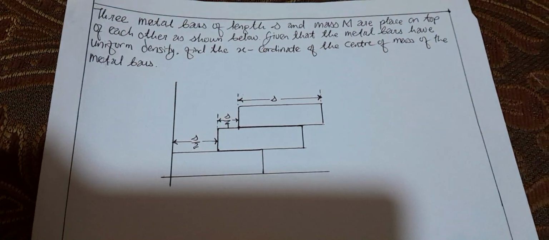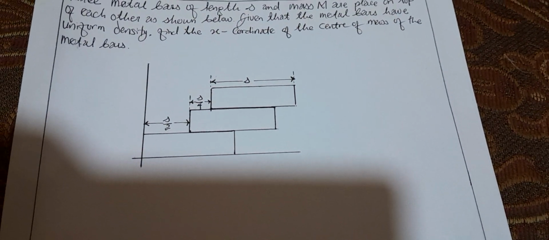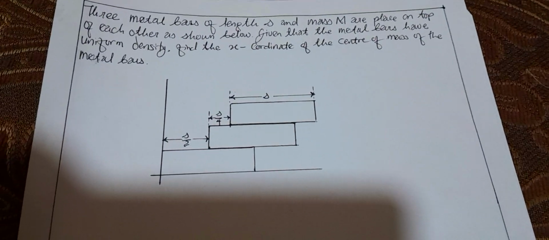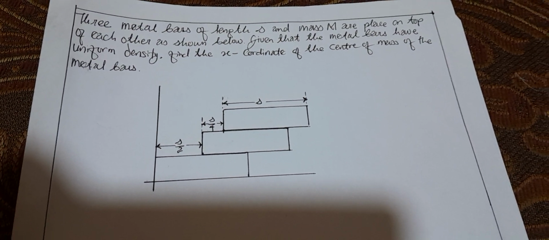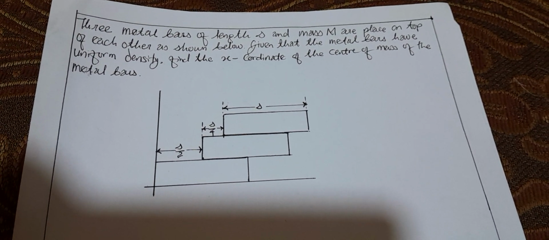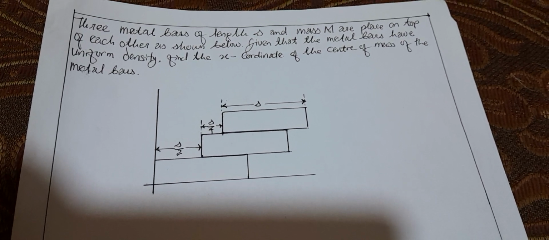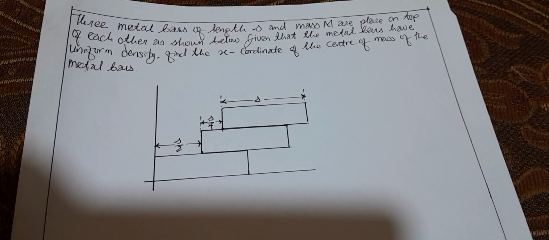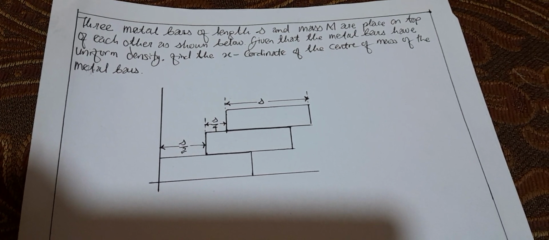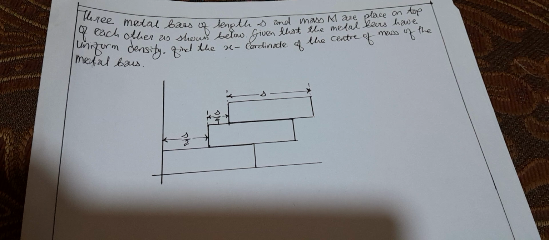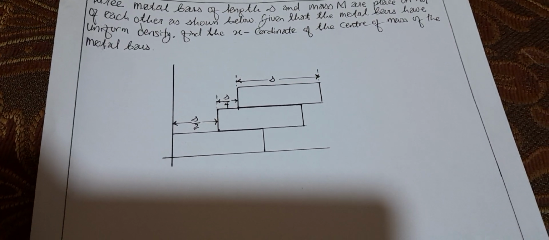This question was sent to me to solve, so straight to the point. Three metal bars of length S and mass M are placed on top of each other, as shown below. Given that the metal bars have uniform density, find the x coordinate of the center of mass of the metal bars.